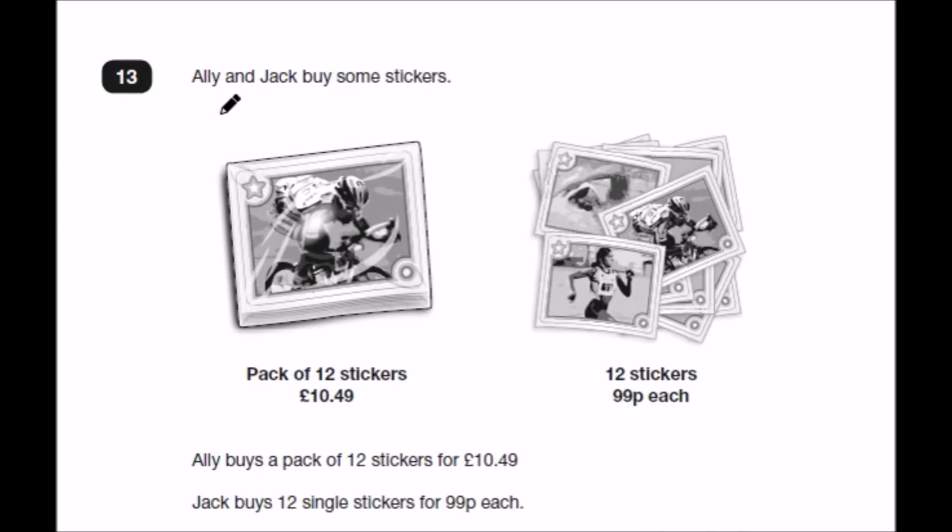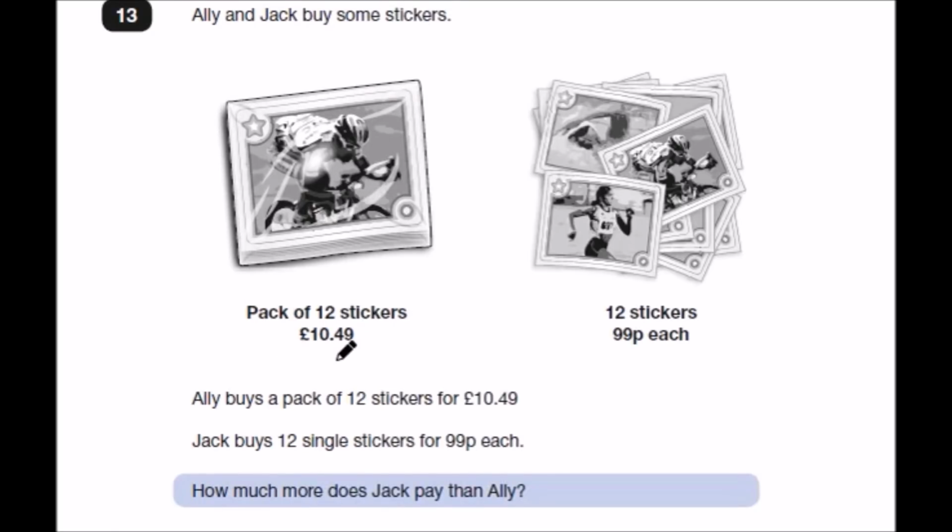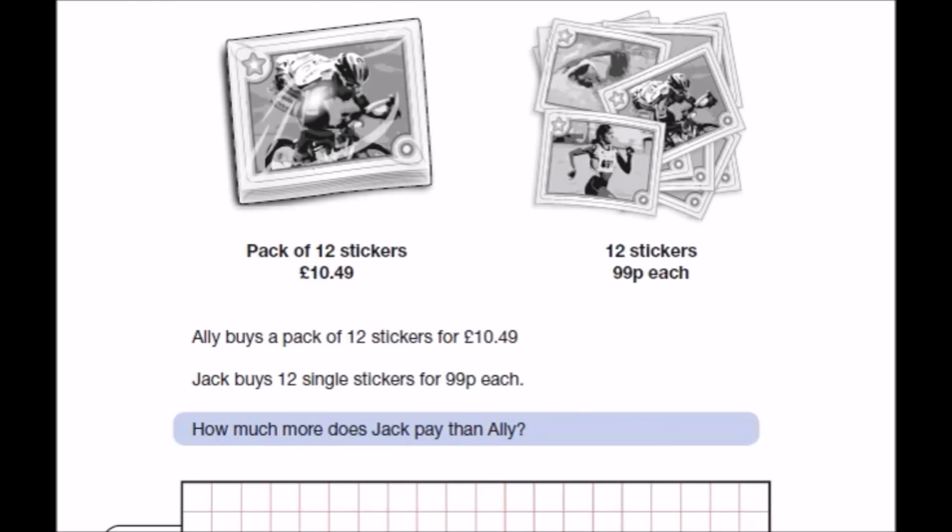So 13. Ali and Jack buy some stickers. A pack of 12 stickers costs £10.49, whereas alternatively you can buy stickers for 99p each. Ali buys a pack of 12 stickers for £10.49. Jack buys 12 single stickers, for 99p each. A bit confusing. How much more does Jack pay than Ali?